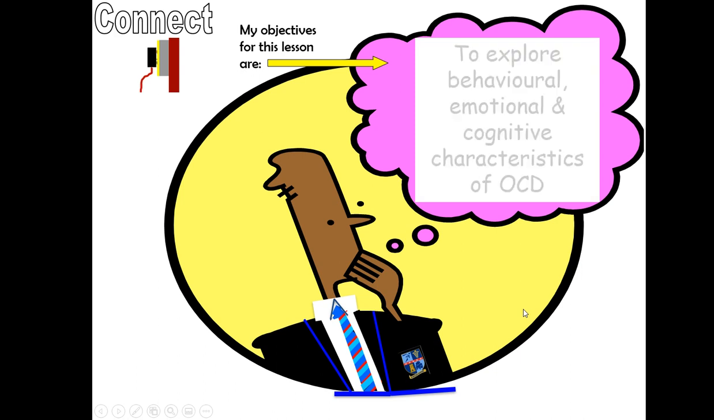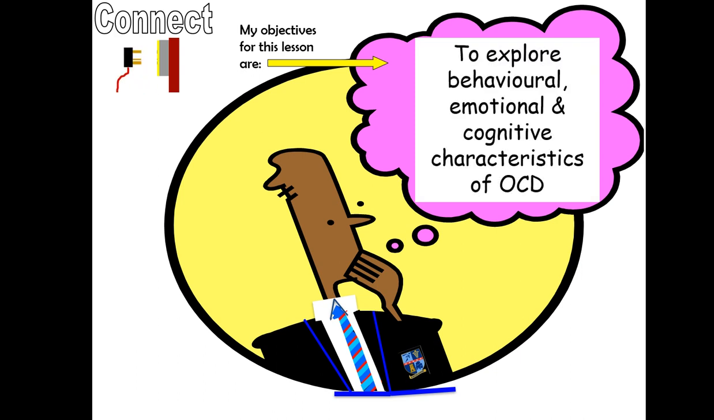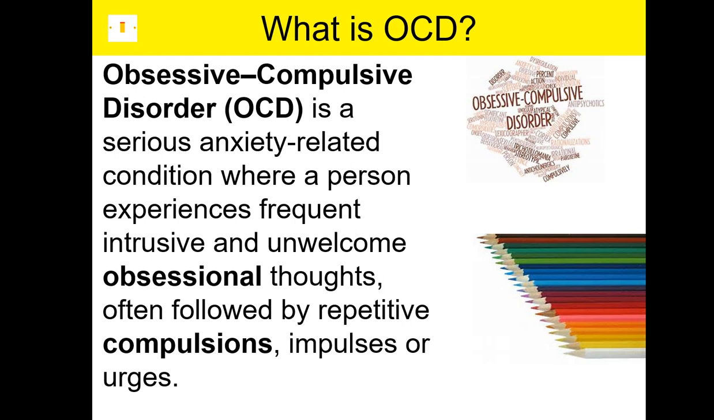Okay, so the objectives for this lesson, it's a short lesson, are to explore behavioural, emotional and cognitive characteristics of OCD. Right, so first of all, you're going to need a clear definition of what OCD is. OCD stands for Obsessive Compulsive Disorder, and it is part of the serious anxiety-related disorders. So it's classed as an anxiety disorder. It's characterised by somebody who experiences frequent, intrusive and unwelcome obsessional thoughts.